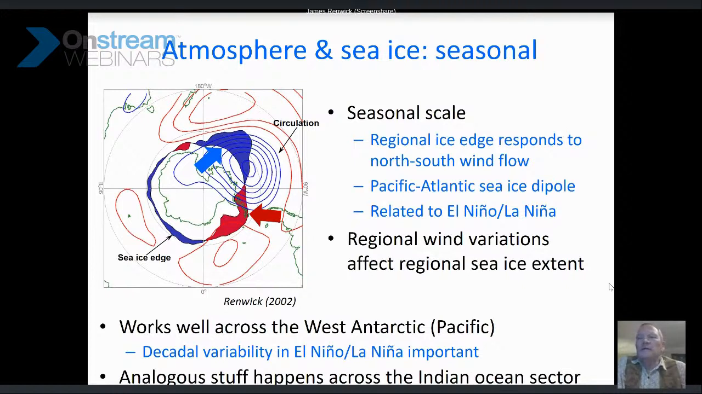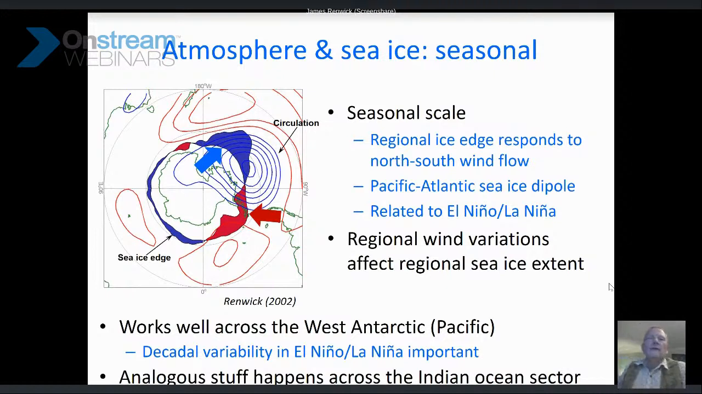There are analogous things that happen around the rest of the Antarctic coast. There's less sea ice to play with around the Indian Ocean side, but there are influences there. And the Indian Ocean dipole, which is a similar kind of oscillation in sea temperatures in the tropical Indian Ocean compared to the ENSO cycle, appears to have some influence on sea ice around the Indian Ocean side.